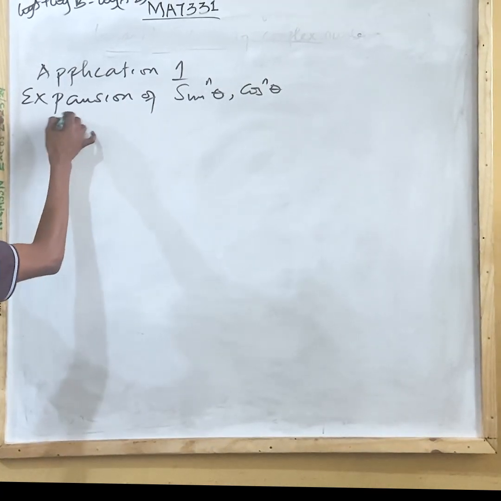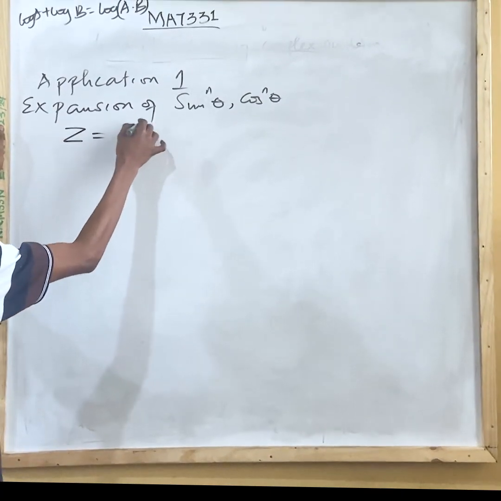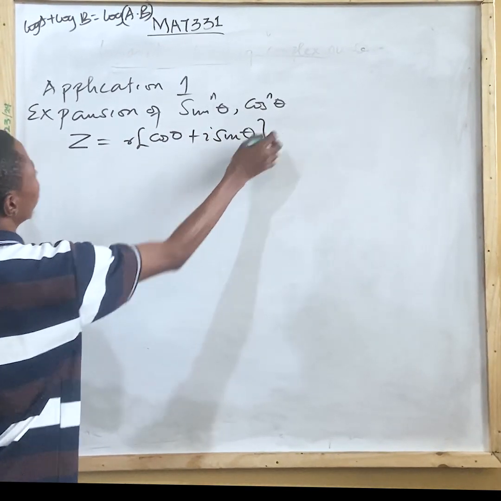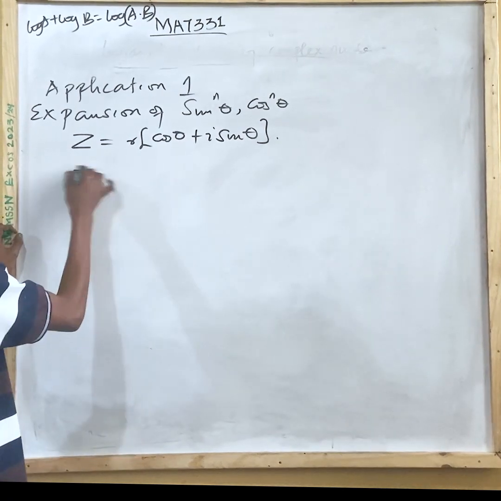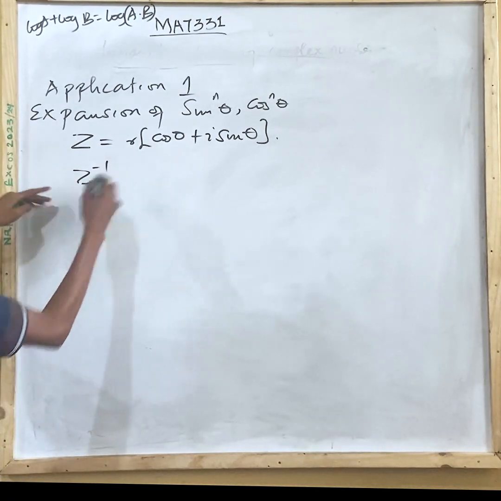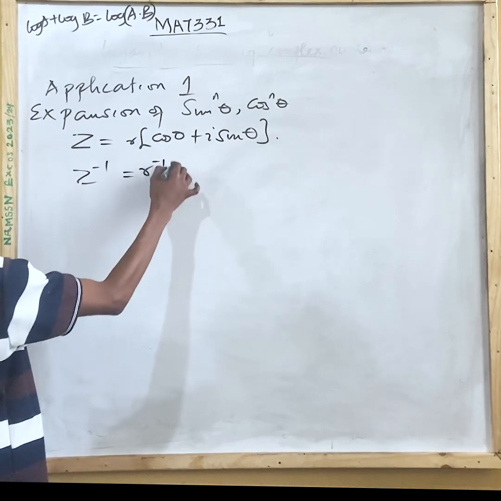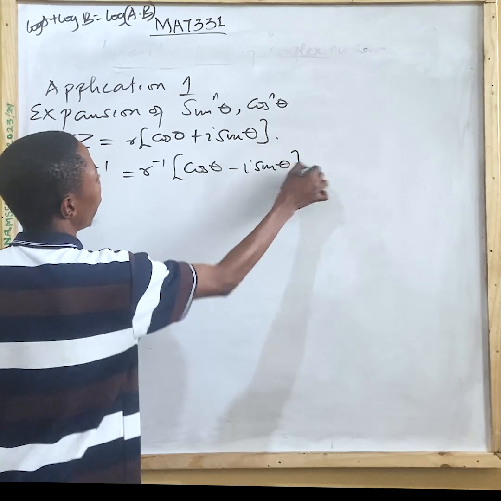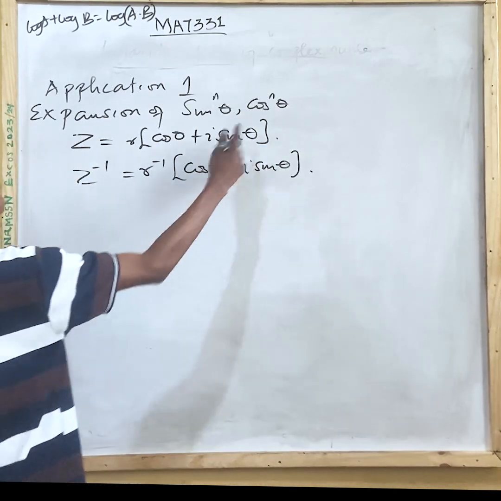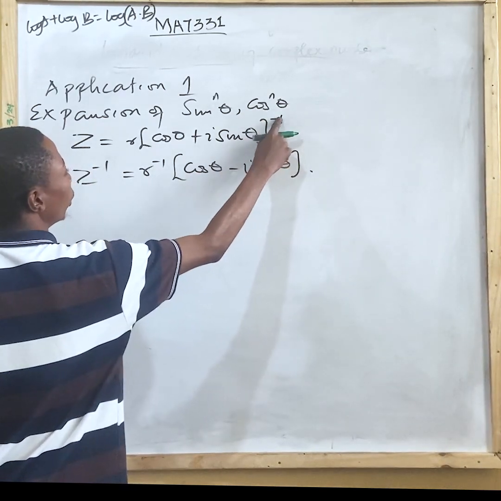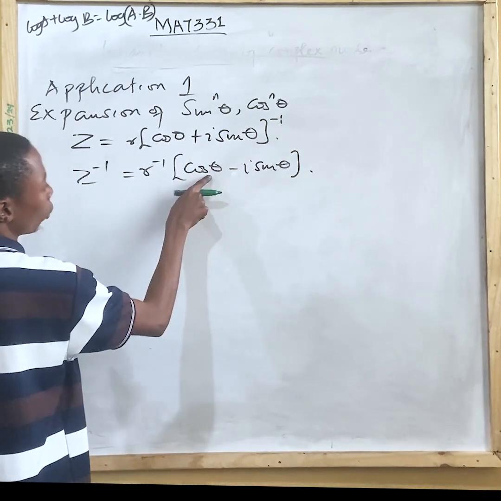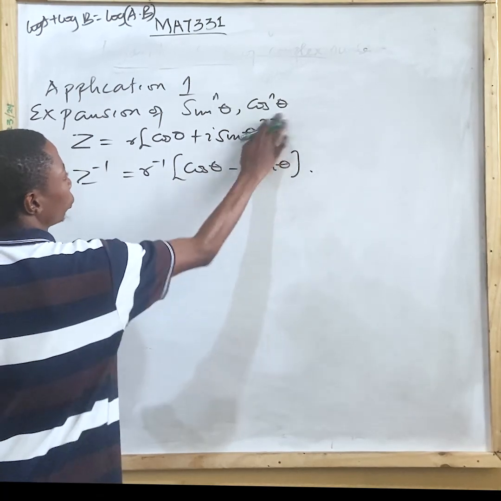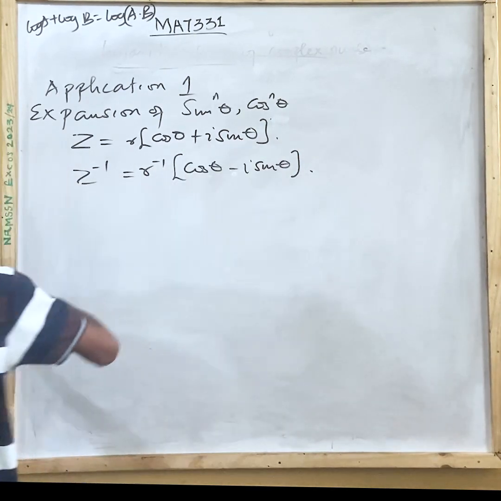Now, suppose we have a complex number z equals r into bracket cos theta plus i sine theta. And then the inverse of this, z raised to power minus 1, is r raised to power minus 1 into cos theta minus i sine theta. I believe we know how this one turns to minus, because if I put minus 1 here, that minus 1 will affect this, but cos is an even function. That minus 1 will affect this, so sine is an odd function. So that is how I got z raised to power minus 1.